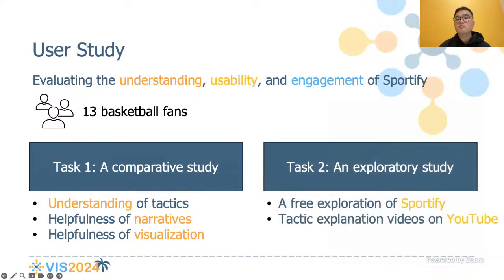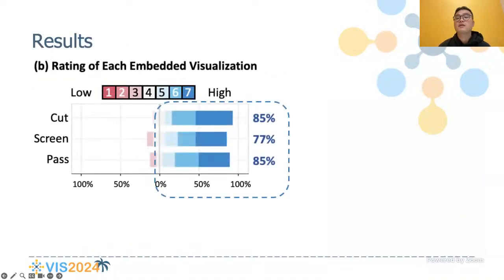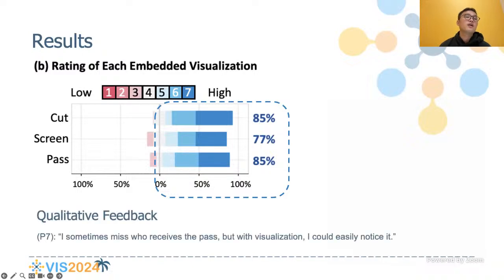To compare participants' game watching experience, we compared a free exploration of Sportify and a tactic explanation video on YouTube. This figure indicates participant ratings for each individual visualization's helpfulness. All three visualizations received positive ratings from the majority, confirming their usefulness for understanding strategy explanation. We also got qualitative feedback. One participant says, I sometimes miss who received the pass, but with the visualization, I could easily notice it.